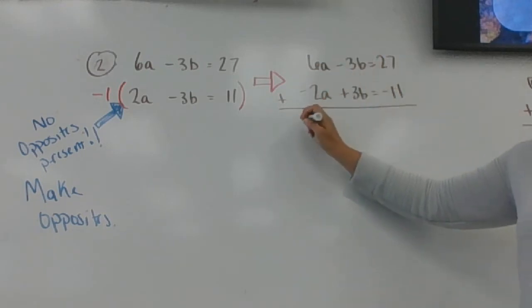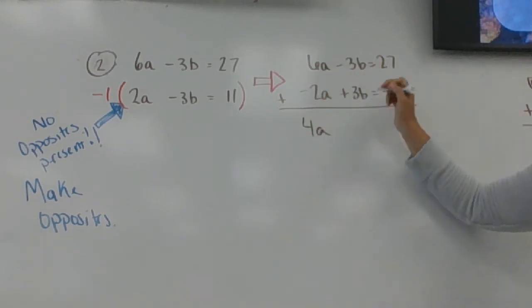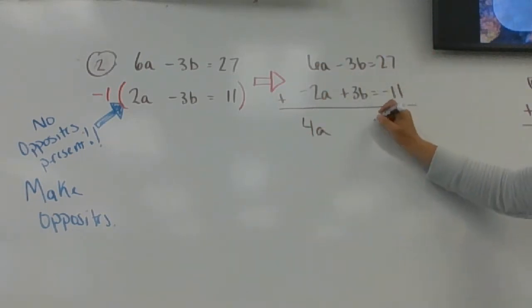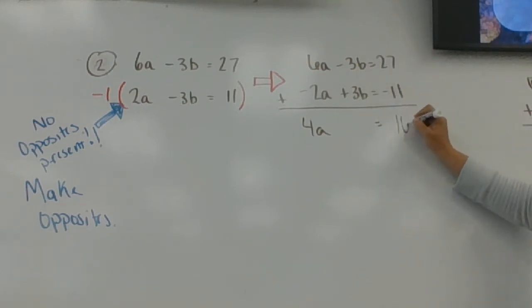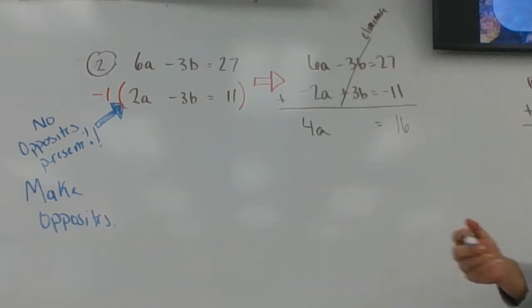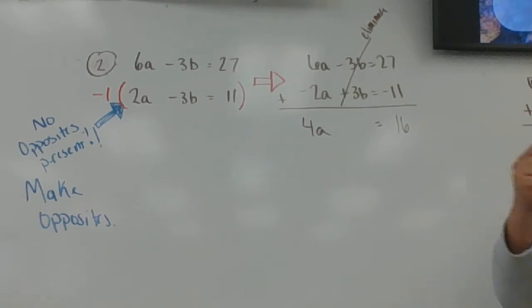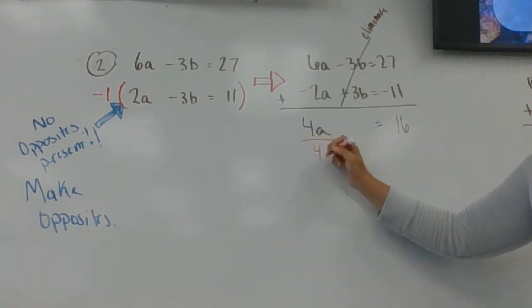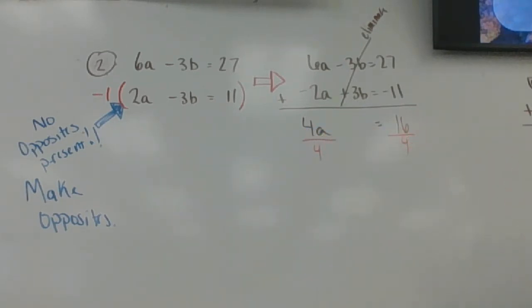So yeah, I do get 4a here. Well, I should have probably done this first. So 27 minus 11 is 16. These are opposites, so they're eliminated. 4a equals 16. Don't stop there. Keep going. Divide by 4.